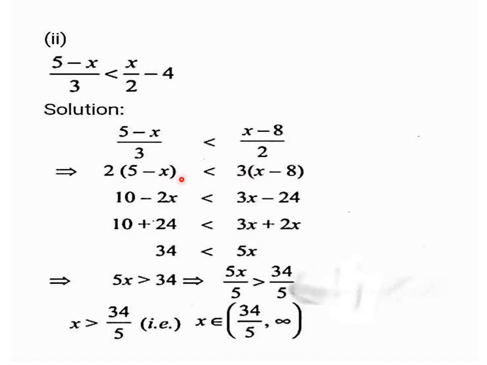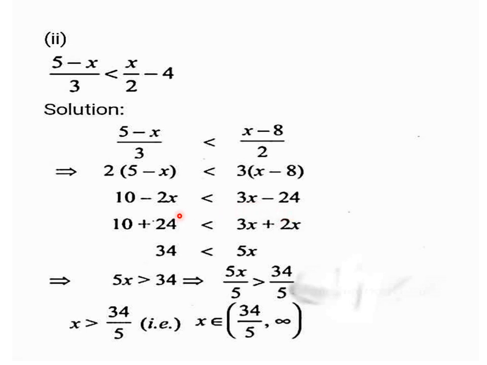Second subdivision: 5 minus x by 3 less than x by 2 minus 4. Solution. First you take the LCM for this. So (x minus 8) by 2. Now in the same way, for the denominator you have to take the LCM. It is 6. So multiply both sides by 6. You'll get 2 into (5 minus x) less than 3 into (x minus 8). Take this 2 inside: 10 minus 2x less than 3x minus 24.